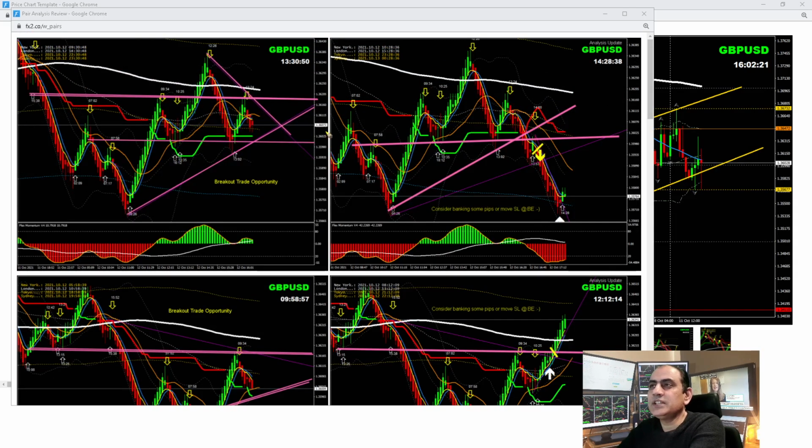At the New York session, as you can see here, afterwards price came back here. After this breakout, price did not develop a pullback here, but the price broke on this level. This is the false breakout.